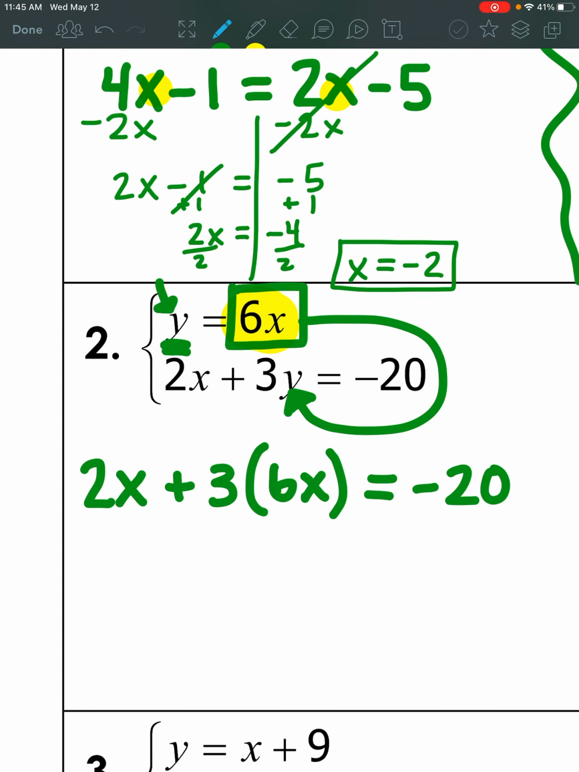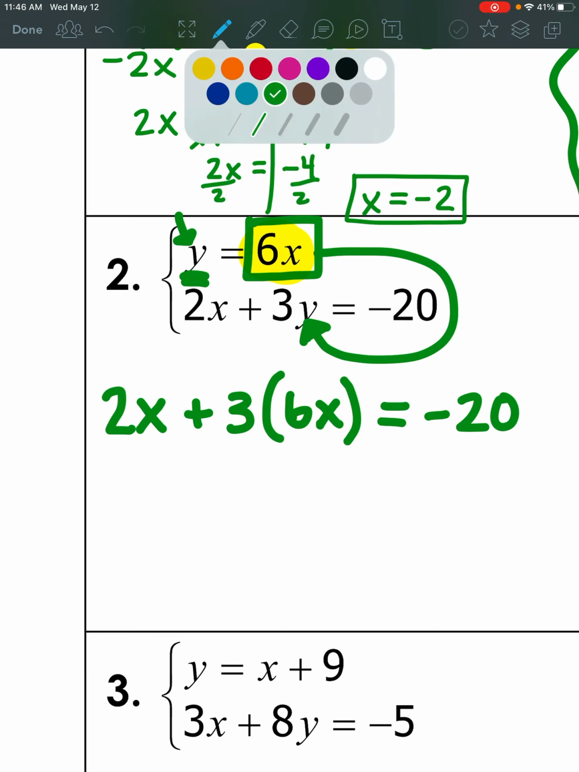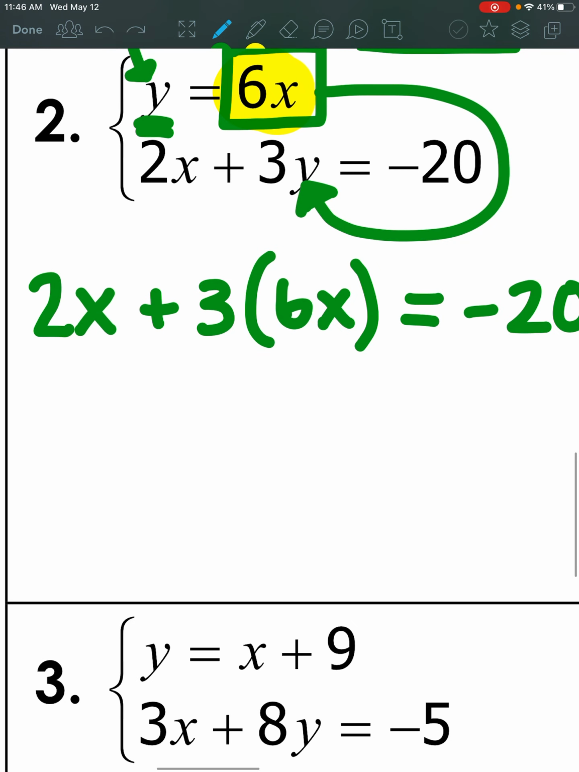And then that equals negative 20. I just finished writing that equation. So second equation is written, and then I took out the y and replaced it with 6x. So now we will want to solve this equation that we just wrote for x.